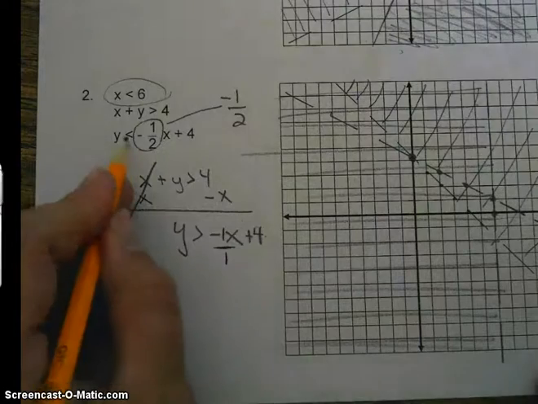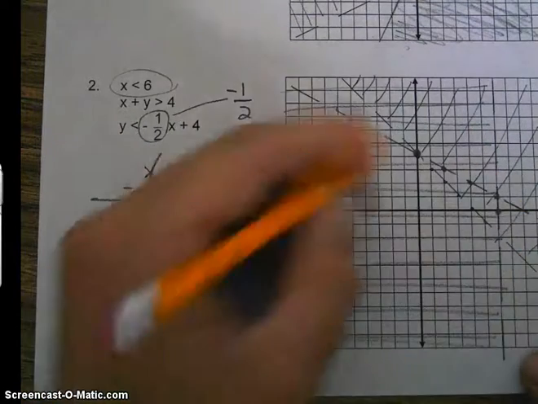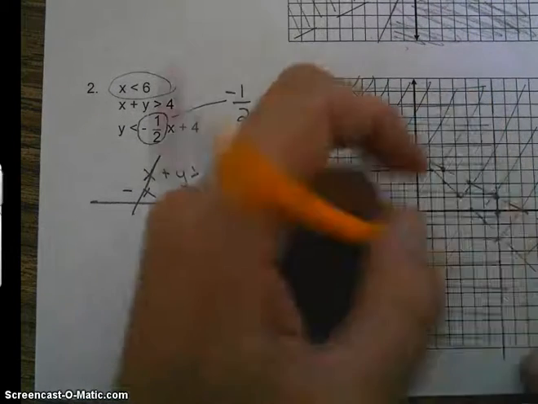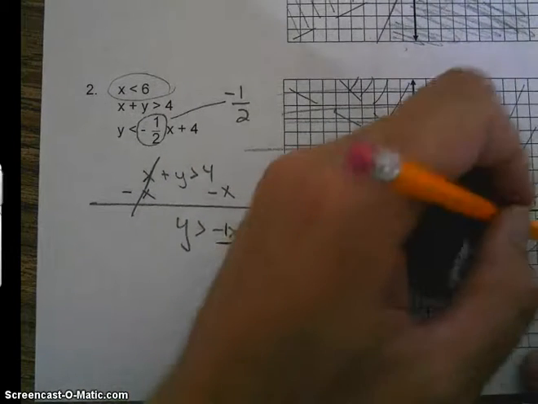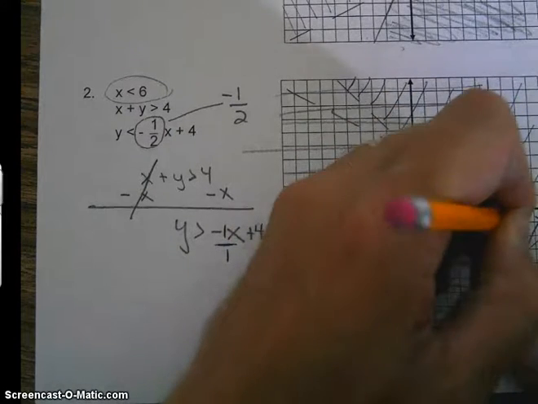So we have a less than symbol, so we're going to shade below. This line here, we're going to shade below. And you probably can figure out, I wish I used a different color, but make it a little darker.